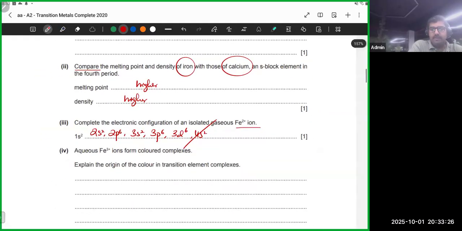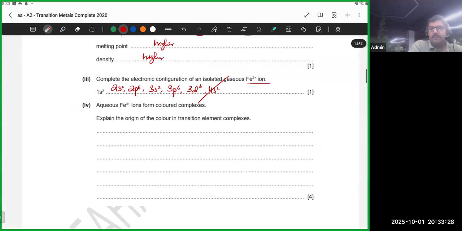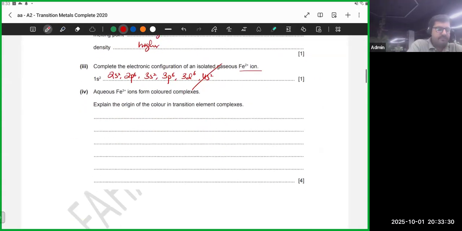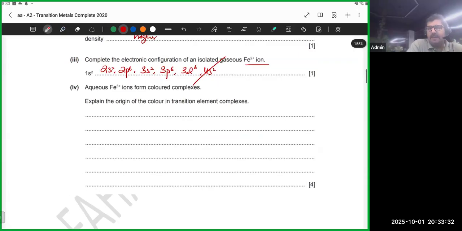Again, same question. This time it's a 4-mark question. So again, you just write exactly the same answer. Explain the origin of the color in transition element complexes. And remember to differentiate between them. Are they asking why are they colored, or are they asking why do different ligands have different colors?